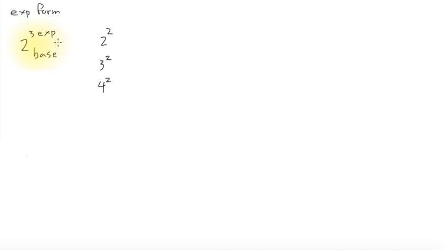And just like with this one, you take the 2 and multiply it by itself 2 times, 3 by itself 2 times, 4 by itself 2 times. So 2 times 2, 3 times 3, 4 times 4. So if you had 5 times 5, you could rewrite that as 5 squared.